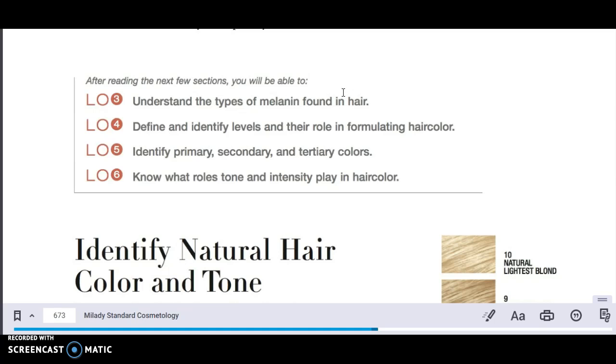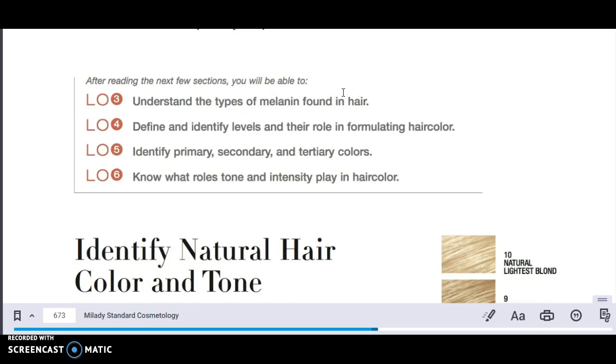Some of the things that you will need to understand are the types of melanin found in the hair. By the time we're done discussing this, hopefully you can define and identify levels and their roles in formulating hair. We will discuss primary, secondary, and tertiary colors and know the role tone and intensity plays in hair color.